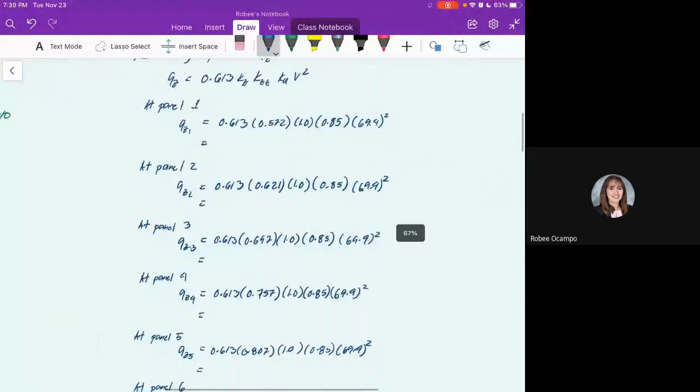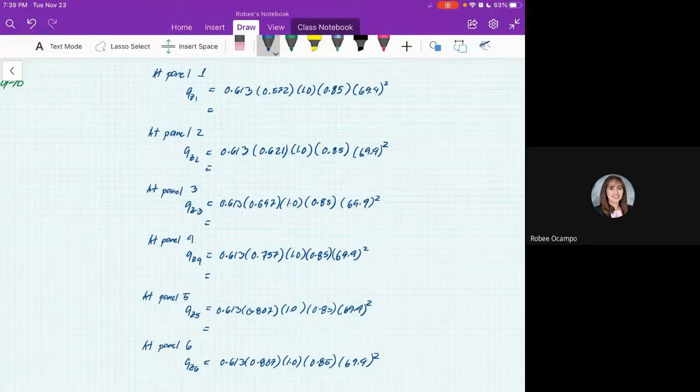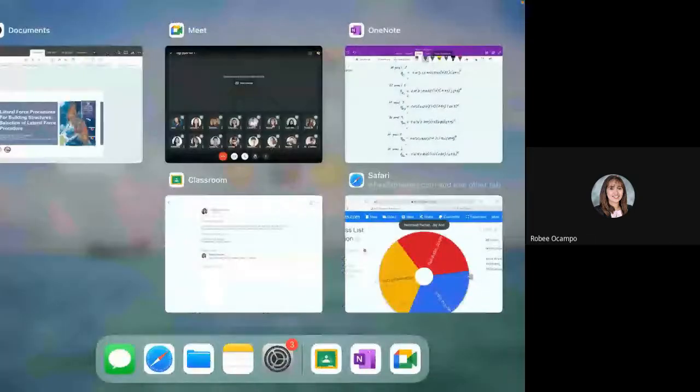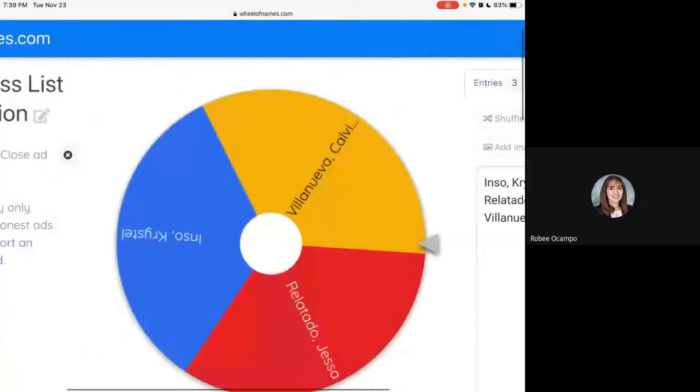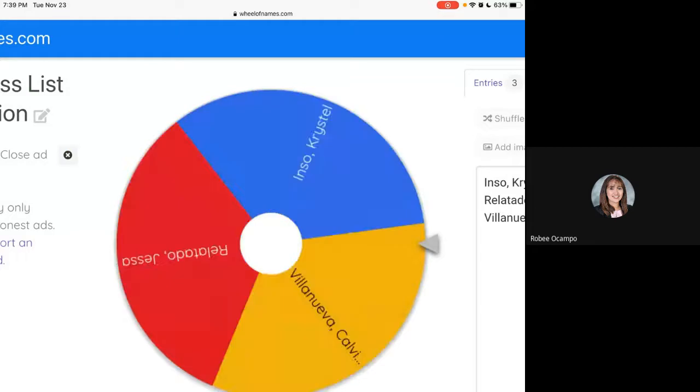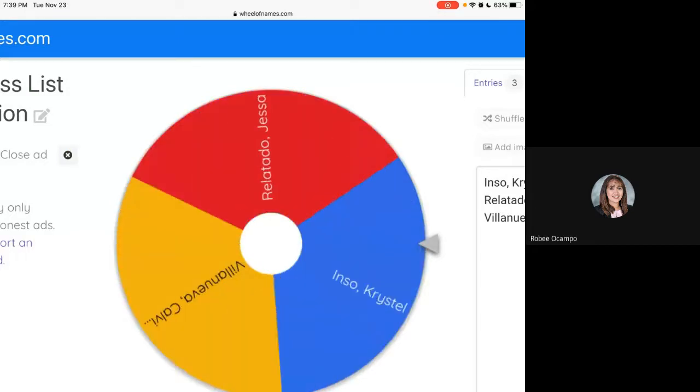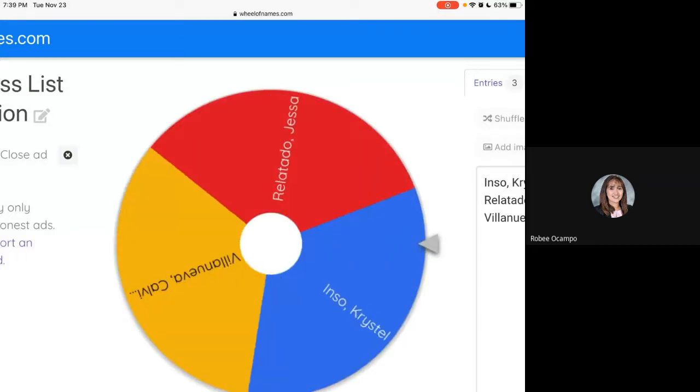So, yung remaining 3 na hindi pa nakapag-recite, tigdadalawa kayo. Yung una, 1 and 2, yung isa, 3 and 4, and last 5 and 6. Okay. So, yung magko-compute for panel 1 and 2, si Miss Inso.